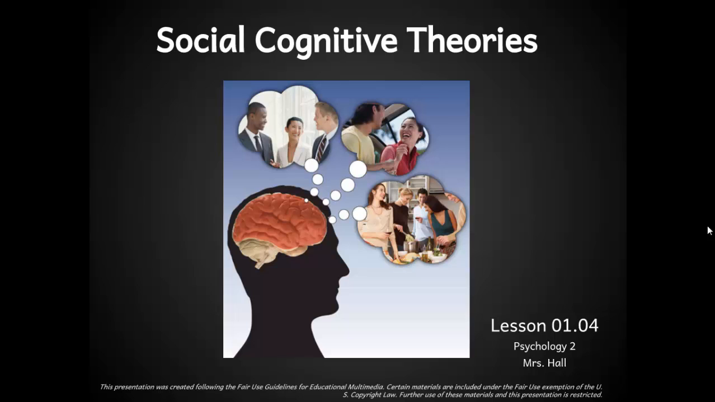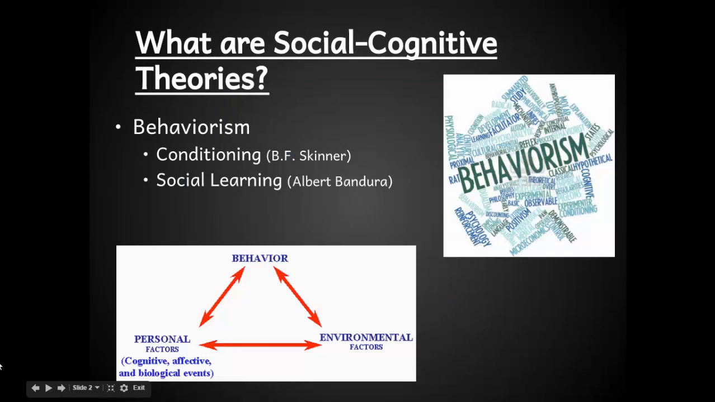The social cognitive theory, we never really called it social cognitive theory. In Psych 1, we called it behaviorism. So as we look at the social cognitive theories, we're going to mostly be focusing on B.F. Skinner's idea of operant conditioning and Albert Bandura's theory of social learning, or what we called observational learning. And instead of just looking at the environment now, we're going to be focusing more on how our cognitions and how our thoughts affect our behaviors because of the things that happen in our environment.